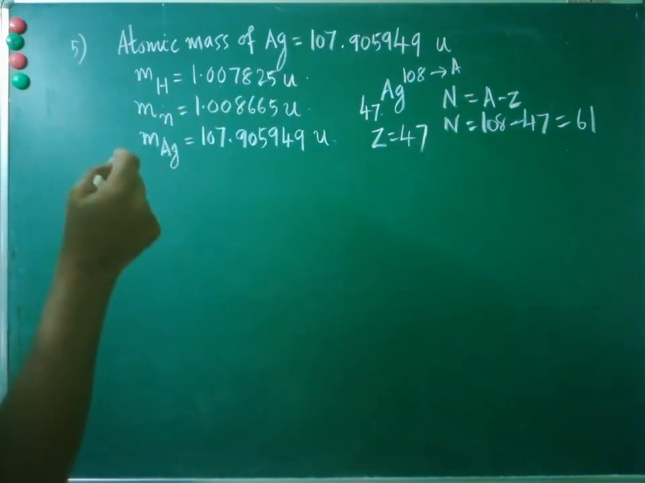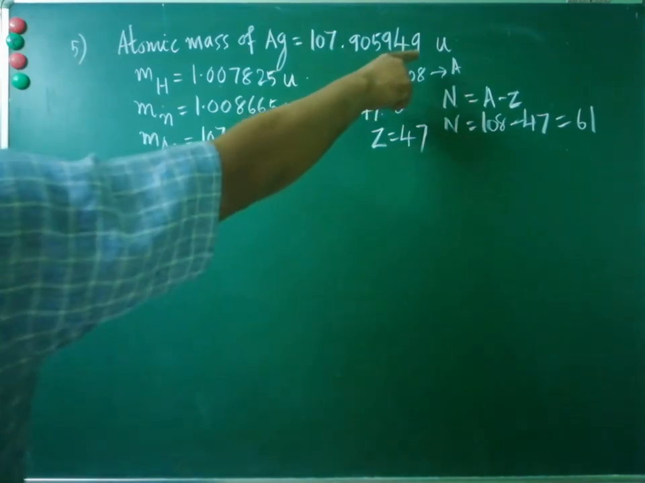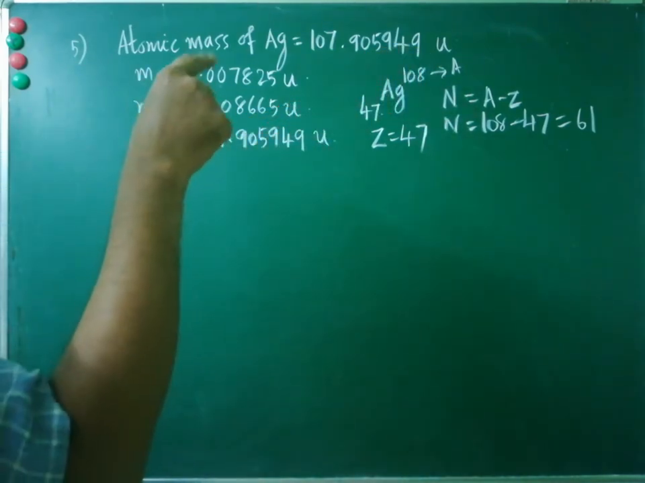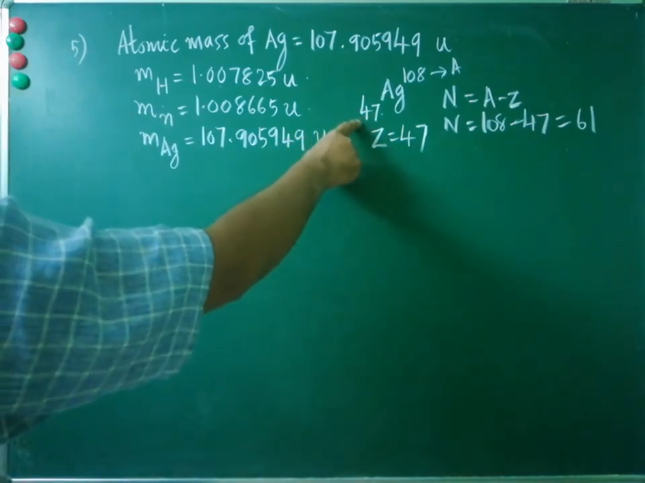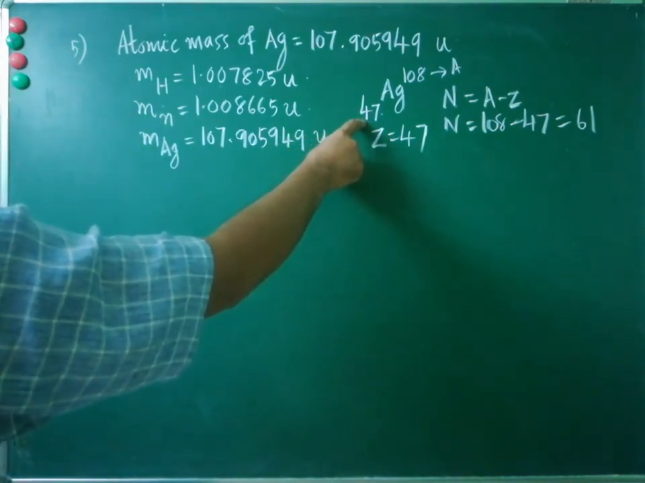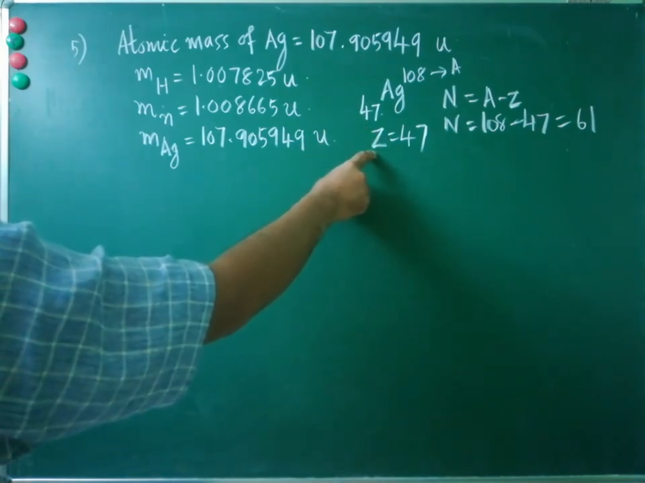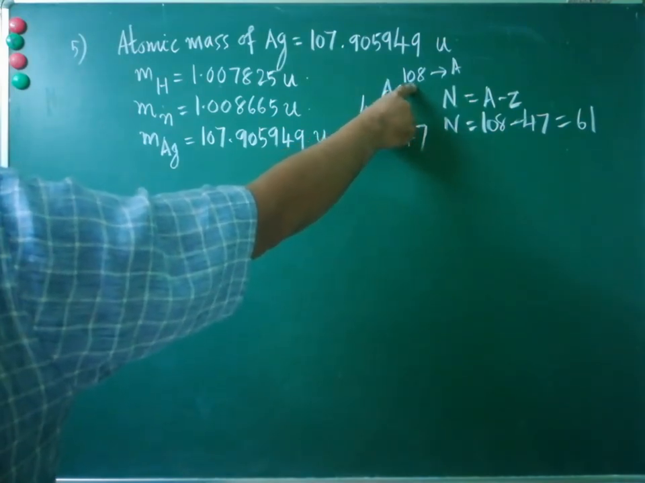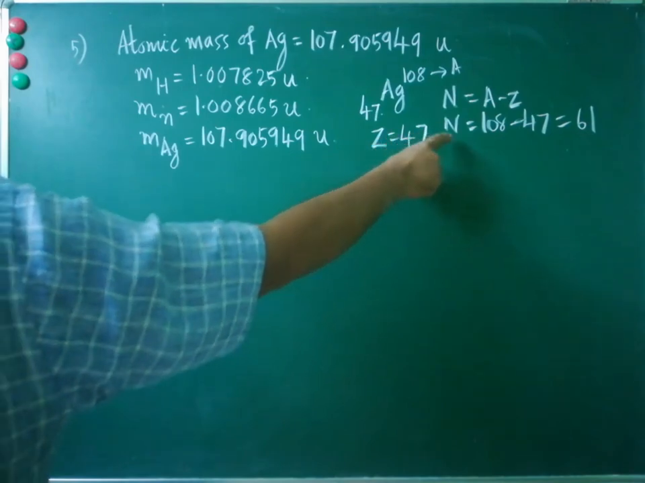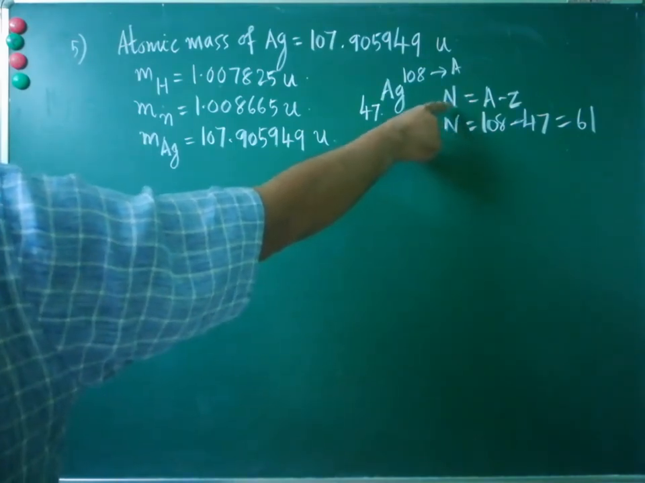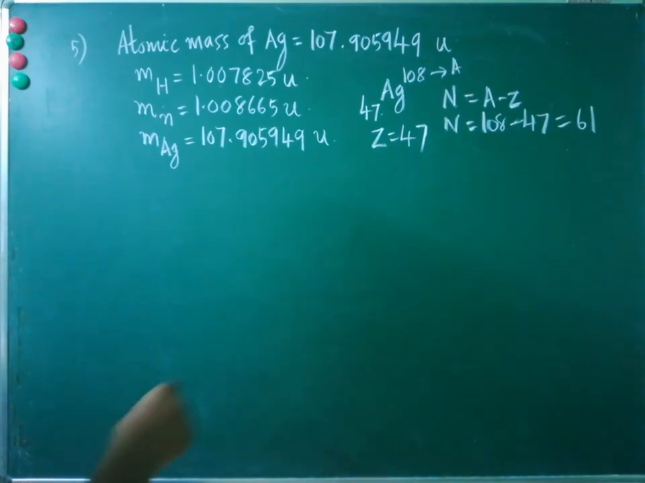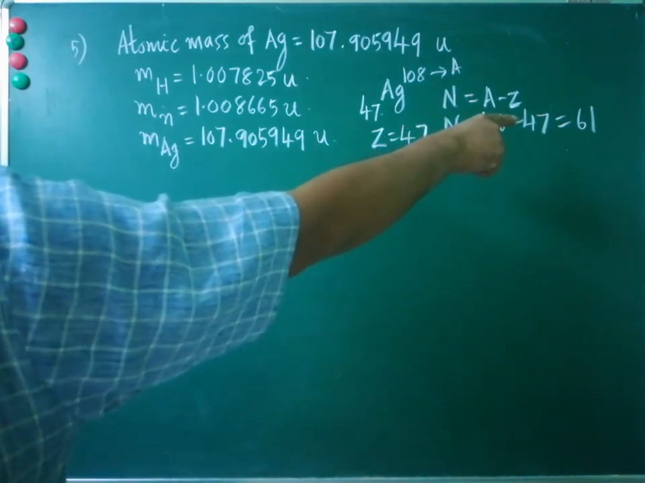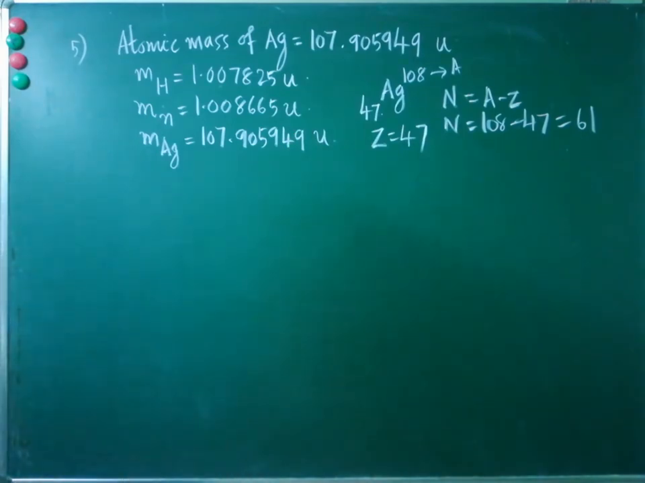All the masses of the proton, neutron, everything should be measured in the unit called AMU. Its symbol is U. Here 47 is the atomic number, otherwise also called the number of protons. The number of protons present in Ag is 47. 108 is the mass number. Mass number minus atomic number gives you the number of neutrons. So the number of neutrons N is equal to A minus Z. 108 minus 47 is equal to 61. So 61 neutrons are present in the silver nucleus.